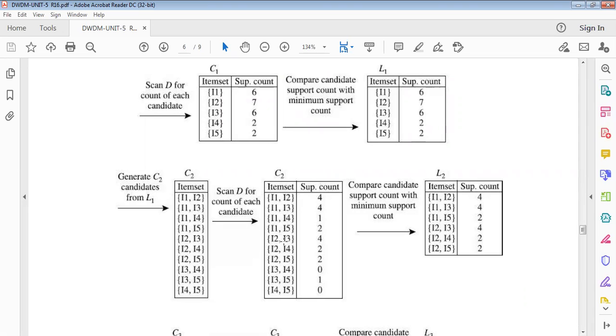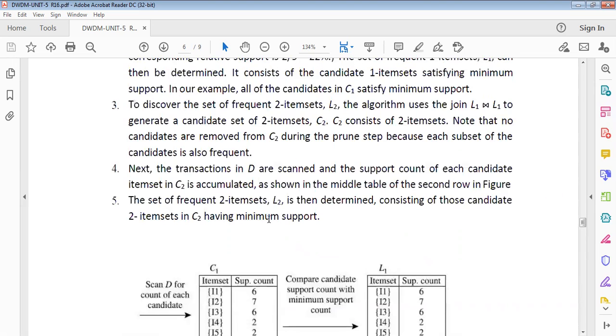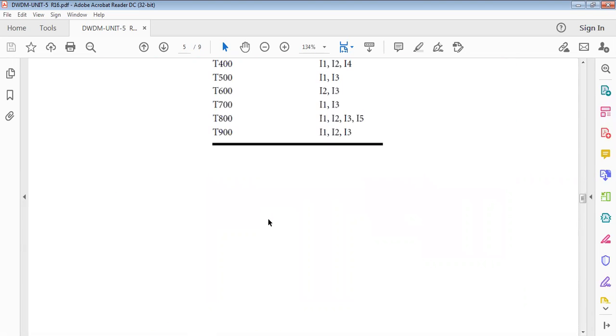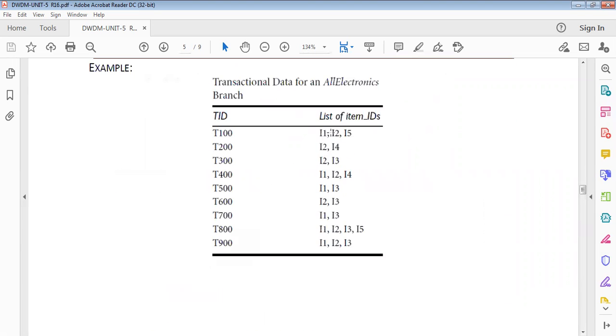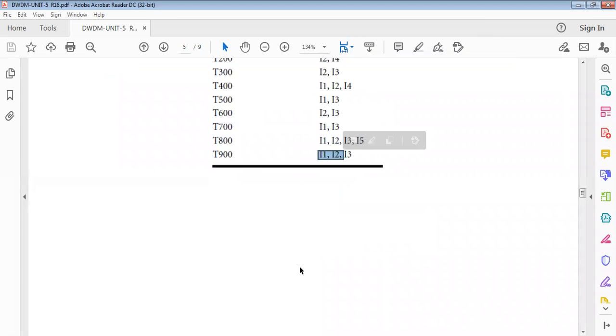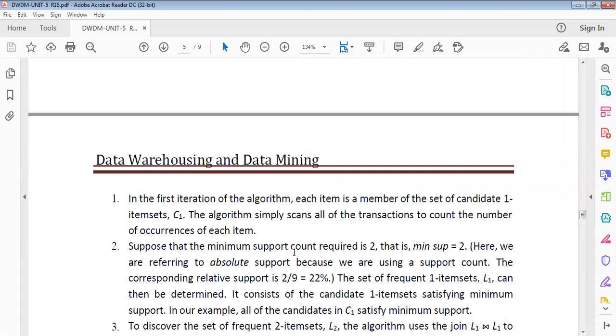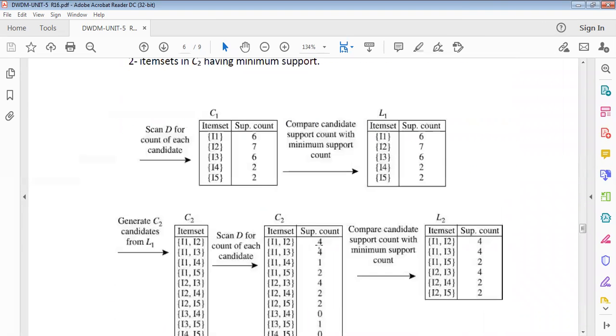Now we have to consider I1 and I2. How many times are I1 and I2 purchased by the customers? Here we have the first one, here 2, here 3. In total, I1 and I2 are purchased together 4 times by the customers, so the support count is 4.